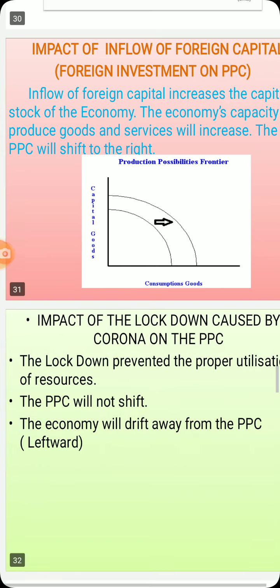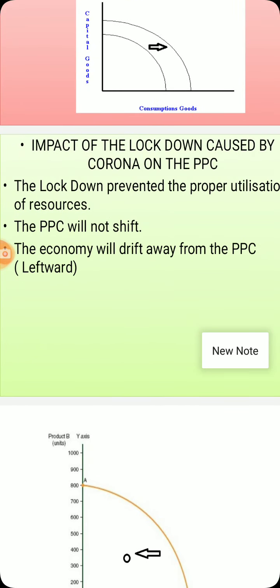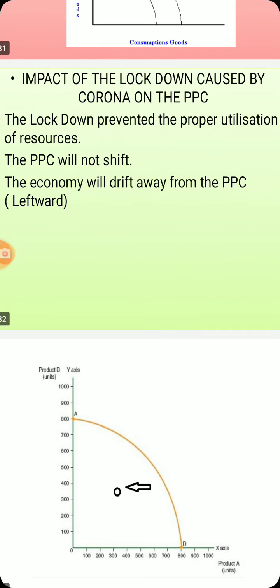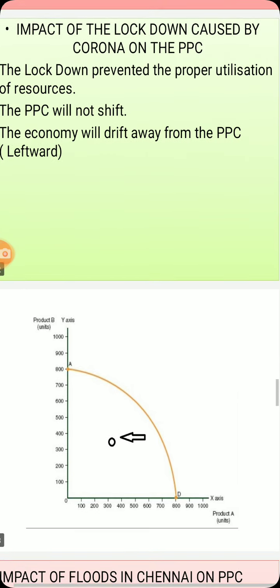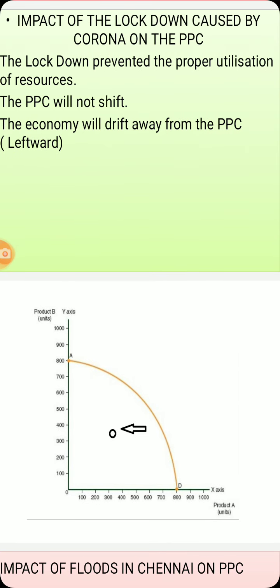Next is the upcoming condition, the condition which we are now undergoing: impact of the lockdown caused by the corona on the PPC. So due to lockdown, what happened? All the industries were shut up, no manufacturing was done. So the lockdown prevented the proper utilization of the resources. So what will happen to the PPC? It will not shift. And what will happen to the economy?